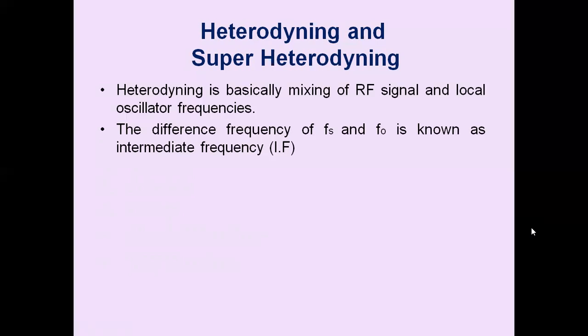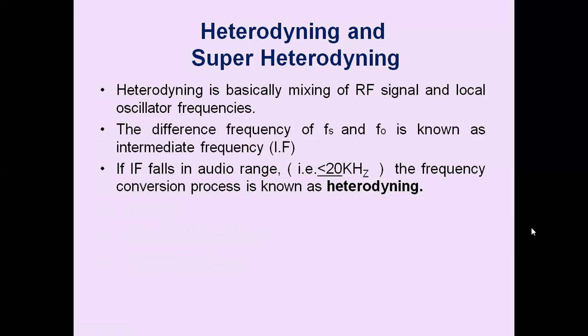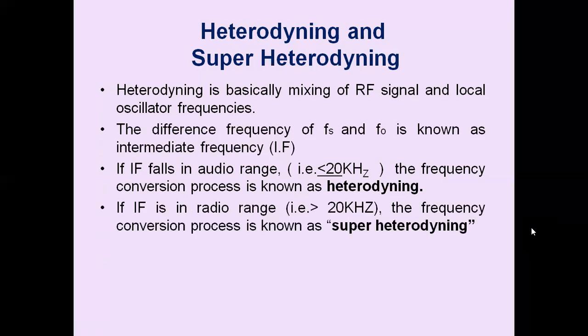Heterodyning is basically mixing of the RF signal and the local oscillator signal. The RF signal is Fs and the local oscillator signal is F0. And we are getting the difference signal, which is called the intermediate frequency signal. If the IF falls in the audio range, that is 20 kilohertz, the frequency conversion process is known as heterodyning. If the IF is greater than 20 kilohertz, the process is known as super heterodyning.